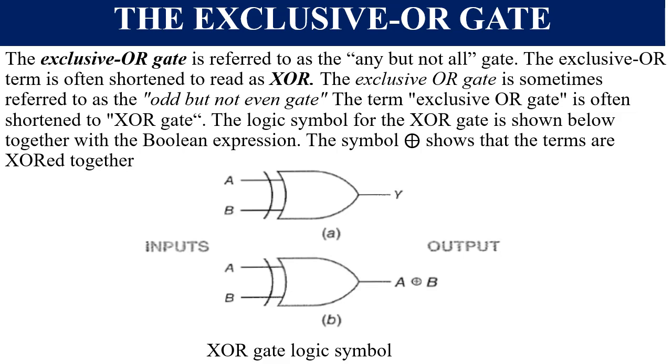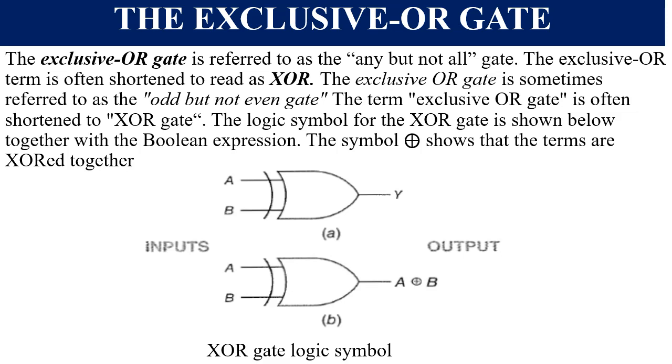Then we'll go to what we call the exclusive OR gate, then to the exclusive NOR gate. The exclusive OR gate is also referred to as the any but not all gate. The exclusive OR gate is often shortened to XOR. The exclusive OR gate is sometimes referred to as the odd but not even gate. You understand more when we get to the truth table. The term exclusive OR gate is often shortened, that has been said.